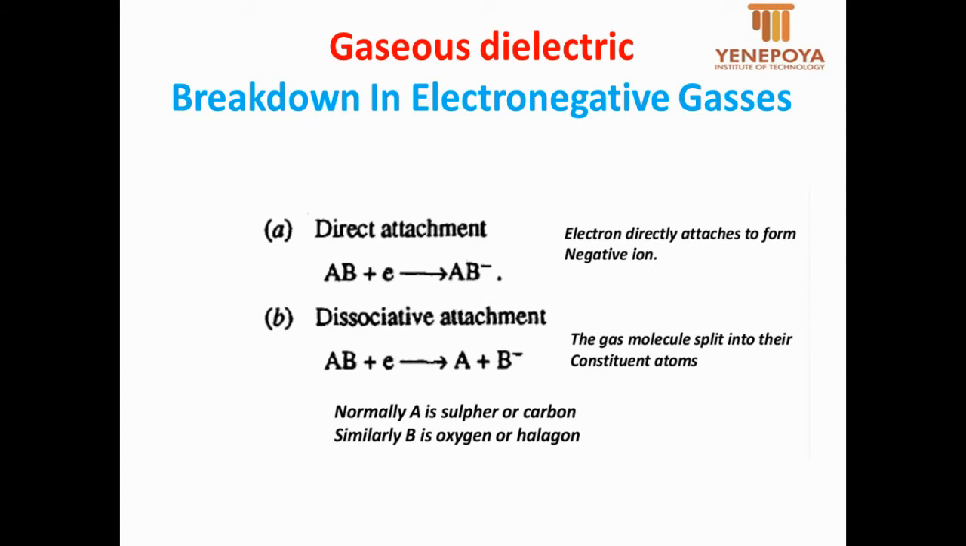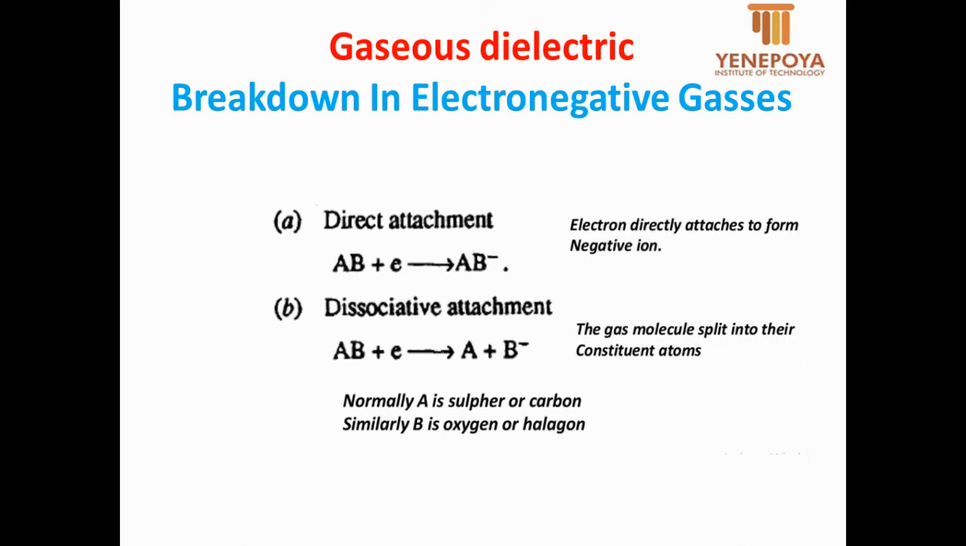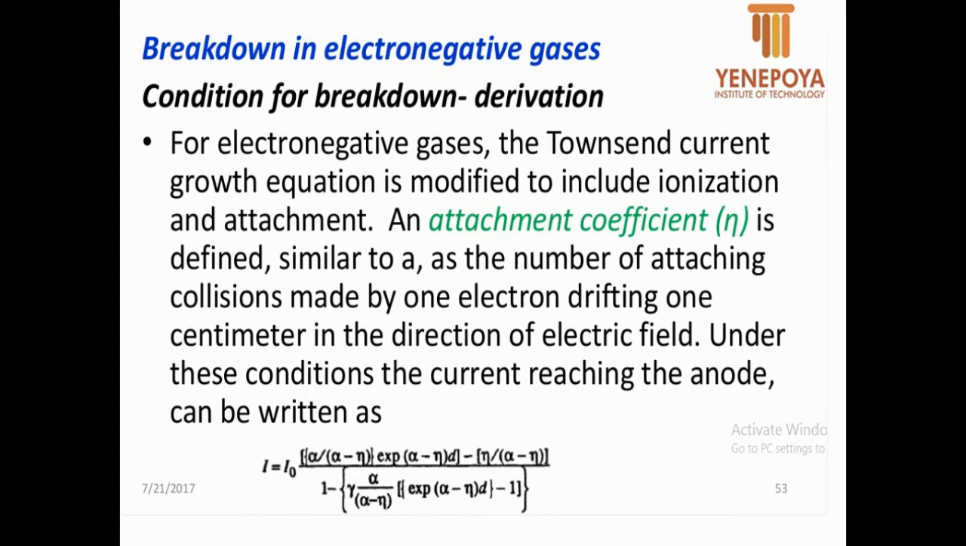What is direct attachment? See here, AB plus e gives AB minus. Electrons directly attach to form negative ions. Dissociative attachment is what? AB plus e gives A plus B minus. A gas molecule is split into its constituent atoms. Normally, A is sulfur or carbon, and B is oxygen or halogen. So breakdown occurs in electronegative gases.